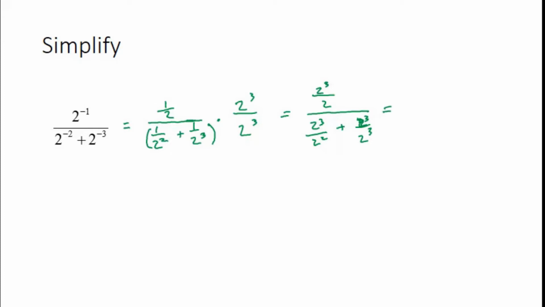So our numerator, 2 to the third divided by 2 is just going to end up being 2. 2 to the third divided by 2 squared is going to be 2 to the 1. And 2 to the third divided by 2 to the third is just going to end up being 1. So when we simplify everything, this just ends up being 2/3.